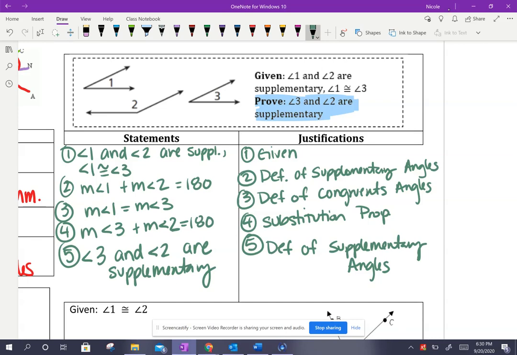The first time we were told in words that two angles were supplementary, and then we turned that into an equation with the sum of 180 because of the definition of supplementary angles. And then in step 4, we were given an equation where two angles had a sum of 180, and we turned that into words saying that they were supplementary with the definition of supplementary angles. So we got to use it in a couple of different directions.